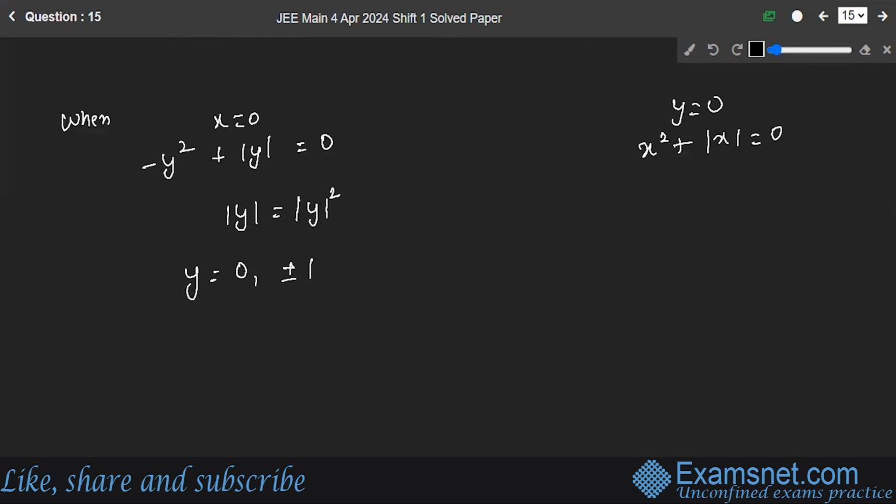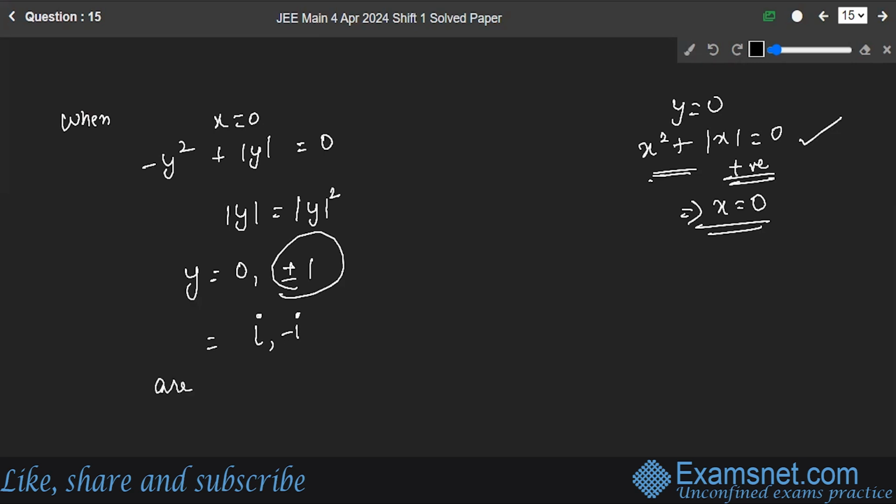So from here, see, this is not possible. This is possible only in the case when x is equal to 0, else x squared plus mod of x can never be 0, because both are the positive terms, right? This can come out to be 0 only when x is equal to 0. And if that can't be 0, then z will be only the imaginary complex number. So from here, the two possible values are plus minus 1, and the two roots are iota and minus iota.